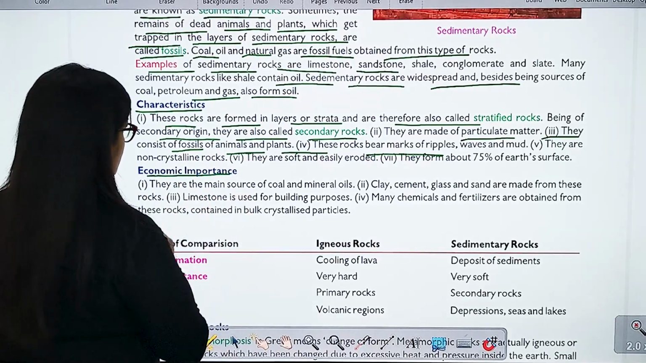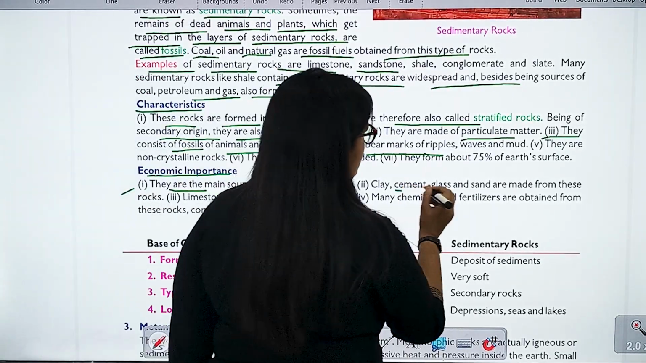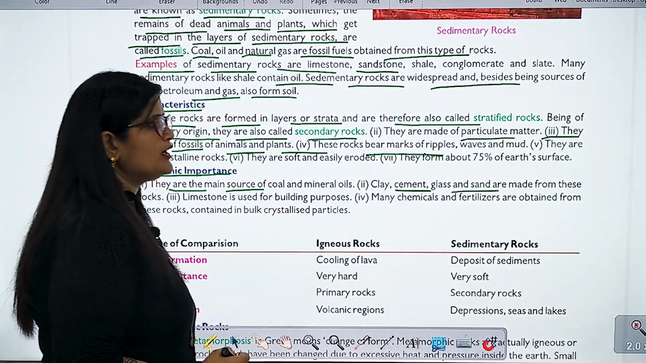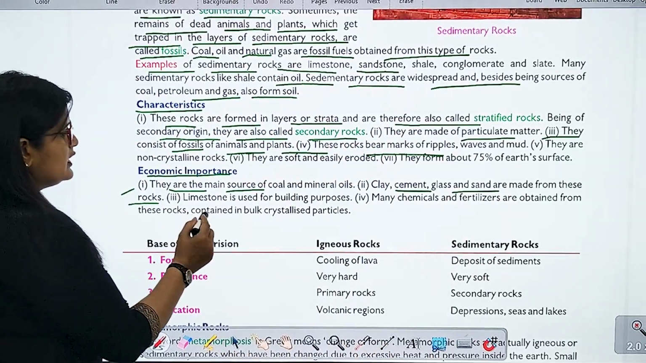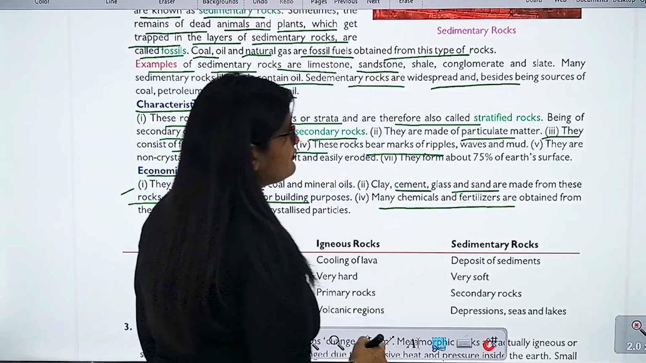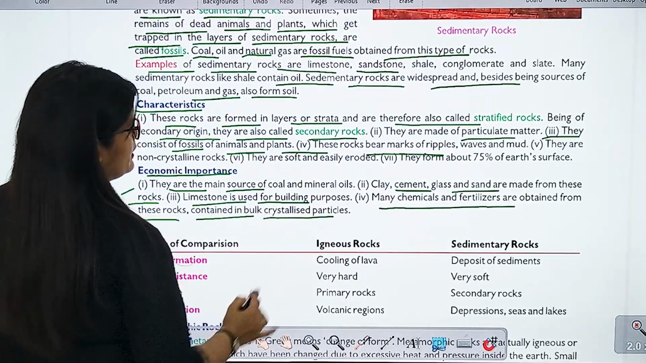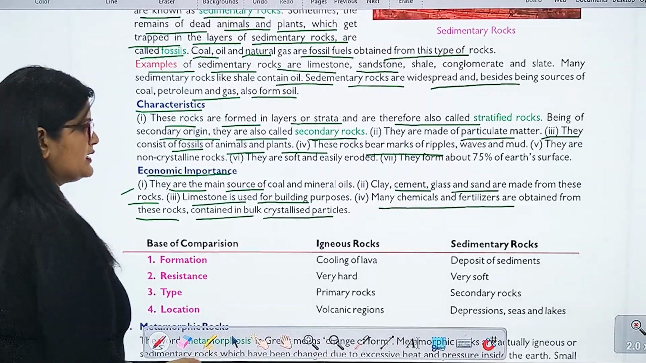Okay, economic importance. They are the main source of coal and mineral oils. Clay, cement, glass, and sand are made from these rocks. Limestone is used for building purposes. Many chemicals and fertilizers are obtained from these rocks.